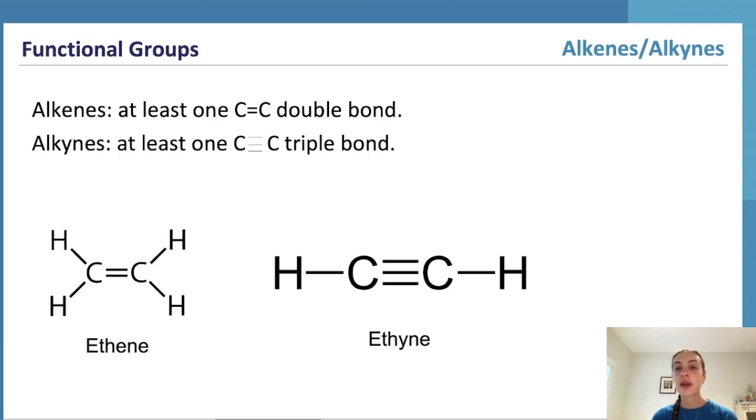Next, we want to look at alkenes versus alkynes. So alkenes being our double bonded between the carbons, so at least 1 double bond, and alkynes being at least 1 triple bond between carbons. So for example, we can contrast ethene and ethyne. So ethene being a double bond between the 2 carbons of the molecule, and ethyne being a triple bond between the 2 carbons of the molecule.